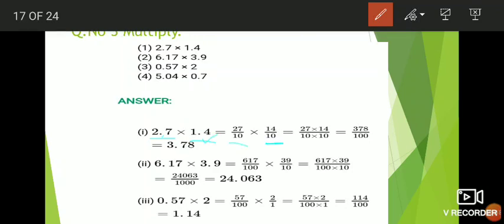Here also, after the point 1 digit is there, so write the denominator 10. So 27 into 14, we have to do the multiplication. 27 into 14 will come 378. 10 into 10 is 100. 2 digits are there, that's why count 2 digits from the right to the left. So it will come 3.78 students. Okay, like that only the second and third examples also we have to solve by the same method.